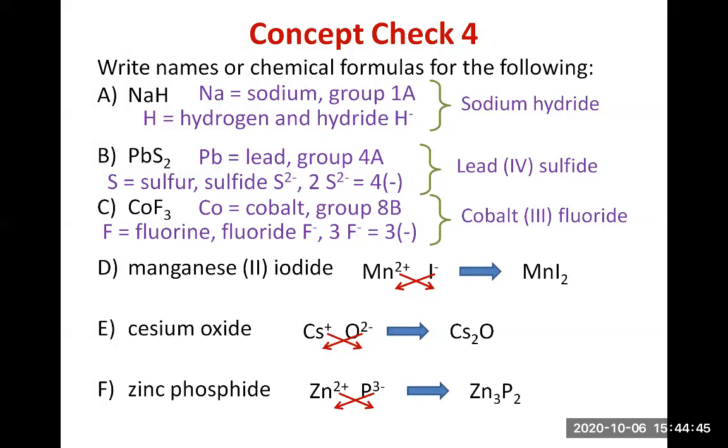And we can see that we need indeed 3 zinc 2 plus, so that's 6 positive charges that will be cancelled by 2 P, and each P has 3 negative charges, so that's 6 negative charges, and so that's a neutral formula.